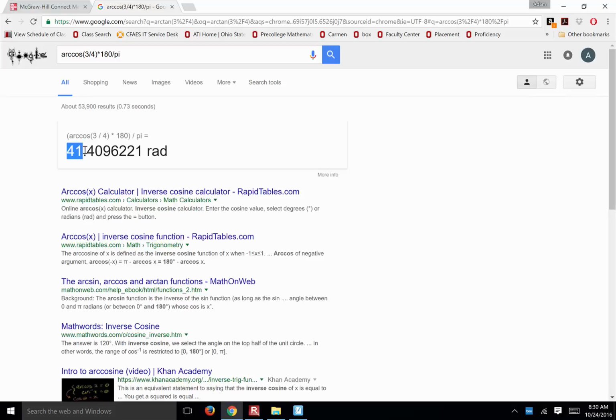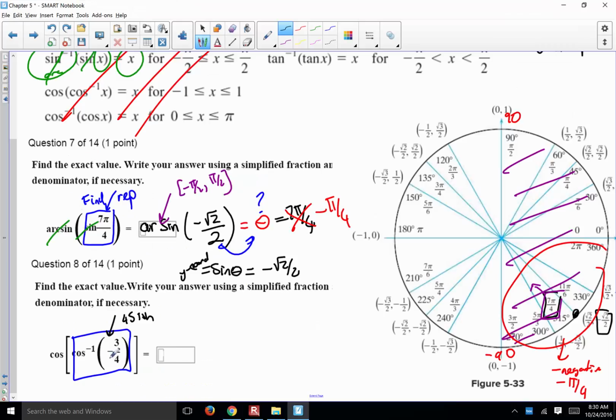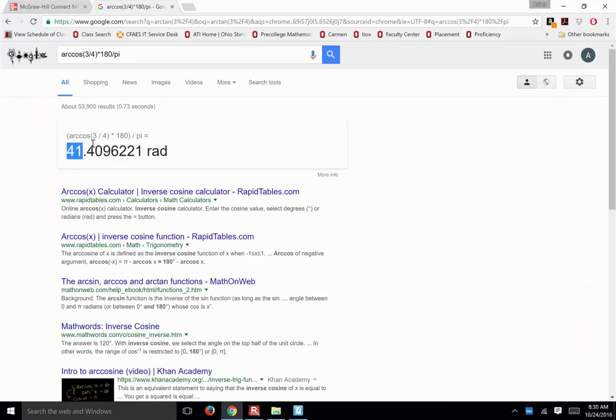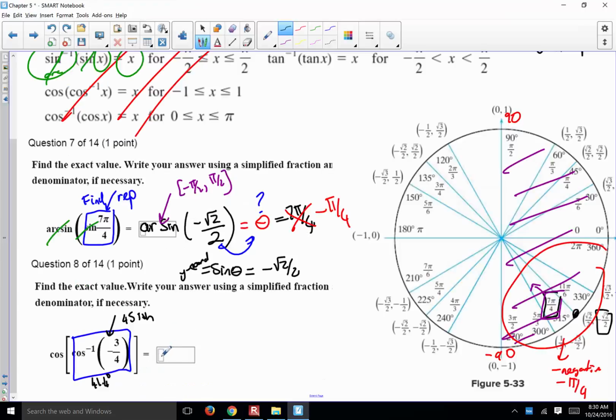I told you it's 45. It's like 41.4. Okay, it's in the neighborhood. 41.4. Put this 41.4 into cosine. What do you expect to get in the answer? So what is cosine 41.4 degrees? I need to take this angle back and put it in cosine. What are you guys going to get?